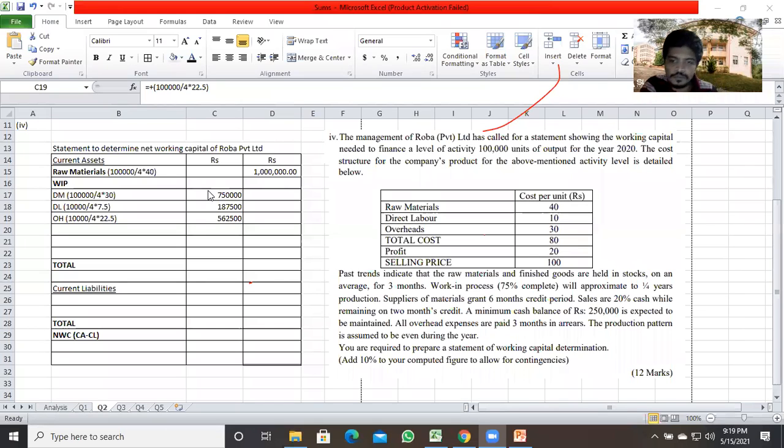But in some cases, the completion is not equal for each cost component. For some sums, raw material is 75%, direct labor 60%, overhead 50%. In that scenario you cannot adapt that method; at that time you have to adapt the other method. For this particular sum, you can do that. It's okay.